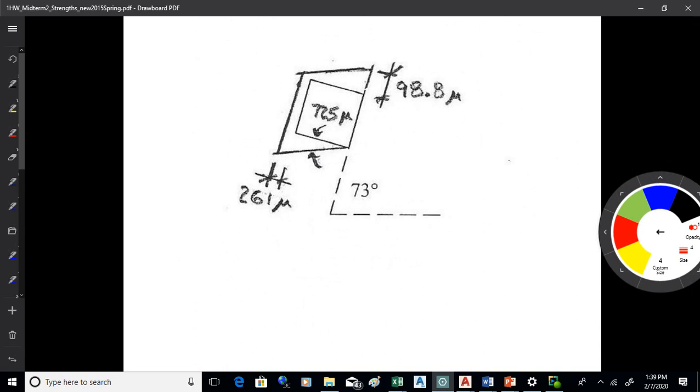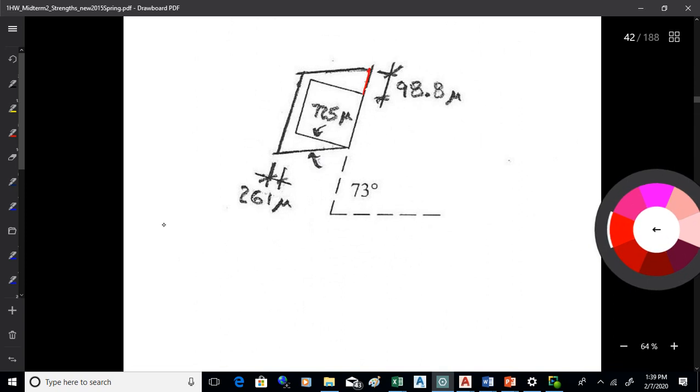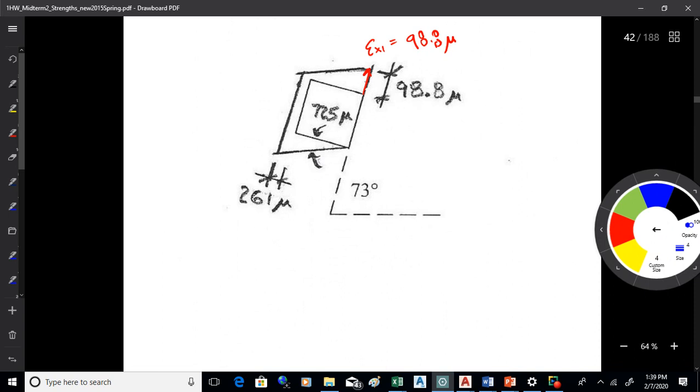So in the x1 direction, it's getting longer, okay? So epsilon x1 is equal to 98.8 times 10 to the minus 6. Okay, so that's going that way. Now epsilon y1 is coming back that way, so that's epsilon y1. Okay, and that's equal to negative 261 times 10 to the minus 6. So that's why that's getting shorter.